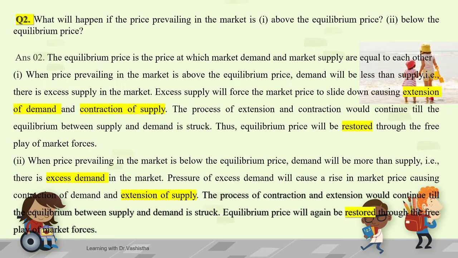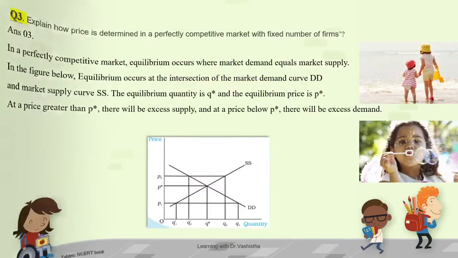So the process of contraction and extension would continue until the equilibrium between demand and supply is struck, and the equilibrium price will again be restored through the free play of market forces under the condition of perfect competition. This was question number 2.